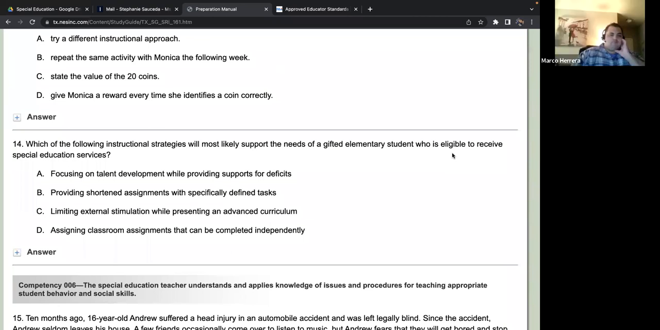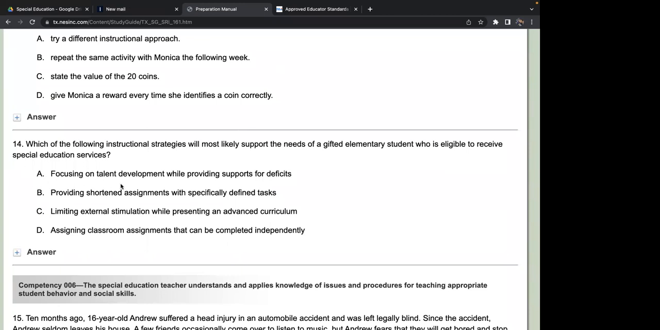Would it be B? You think B is most supportive? Focusing on talent development while providing supports for deficits. I feel like that's most supportive. B, providing shortened assignments with specifically defined tasks.